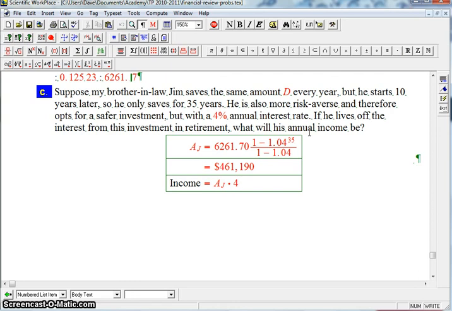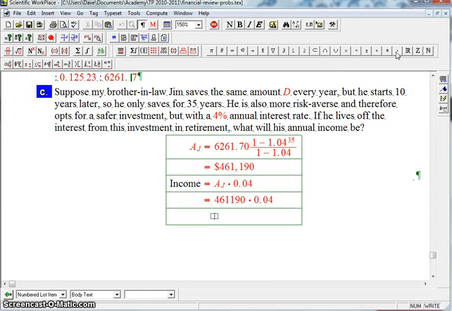He's not likely to become less risk averse in retirement. People tend to get more risk averse when they get older, so it's likely he's going to keep it in that lower rate. Okay, and so that's going to be 461,190 times 0.04, and that's equal to 18,448. He's going to have to live on less than $18,500, whereas we're living on $50,000.